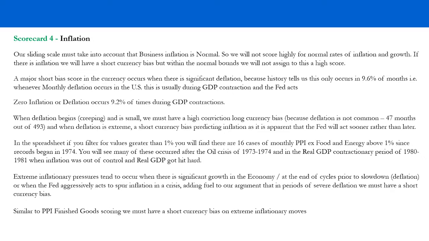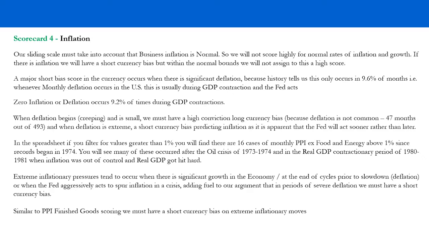And you'll see that many of these occurred after the oil crisis of 73 to 74 and in the real GDP contractionary period of 1980 to 1981, when inflation was basically out of control and real GDP was getting hit hard. And as we know, extreme inflationary pressures tend to occur when there's significant growth in the economy or at the end of cycles prior to slowdowns or deflation, or even when the Fed aggressively acts to spur inflation in a crisis. And this again adds fuel to our argument earlier that in periods of severe deflation, we have to have an extreme short currency bias.